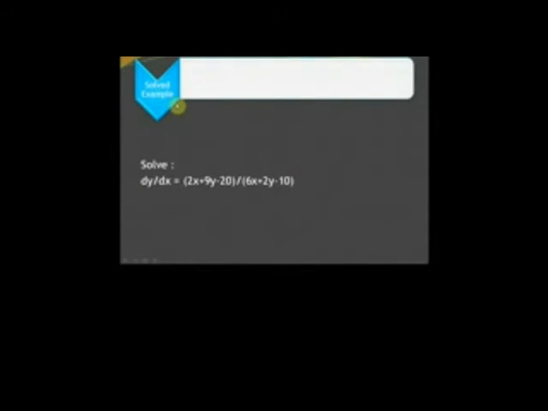So let us see an example. Solve the differential equation dy by dx equal to 2x plus 9y minus 20 divided by 6x plus 2y minus 10. Now we see that the differential equation is not of the homogeneous type, but it is of a form that can be easily converted to a homogeneous form. How? Let's start to solve this.